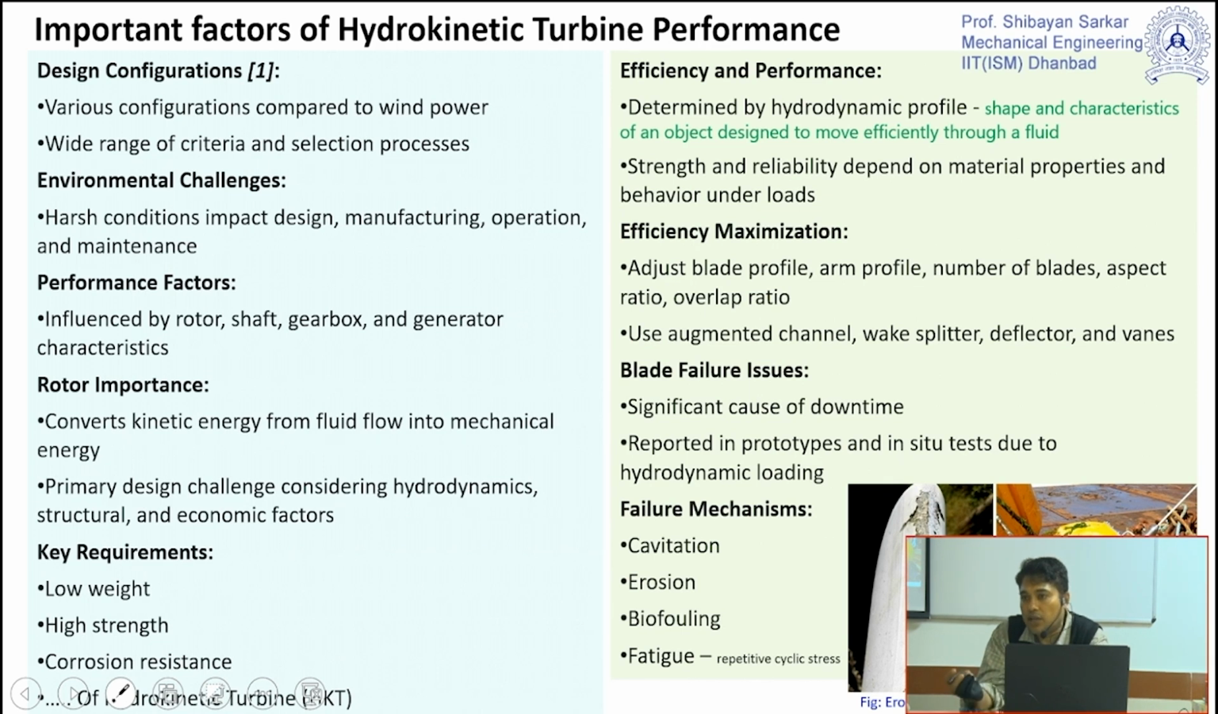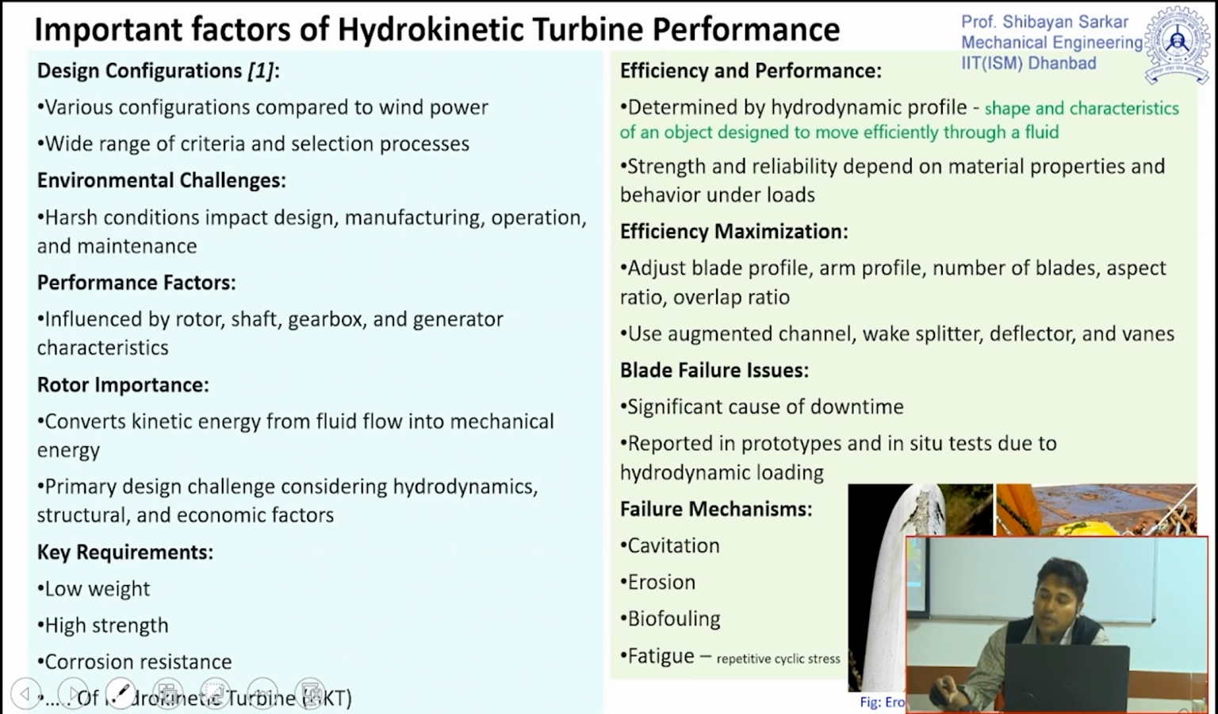It should also not be prone to erosion, because the fluid coming out of this natural river or channel will carry silt. Whenever that silt impacts the turbine blades, they will be prone to erosion. So you have to select such a type of material that has certain toughness.